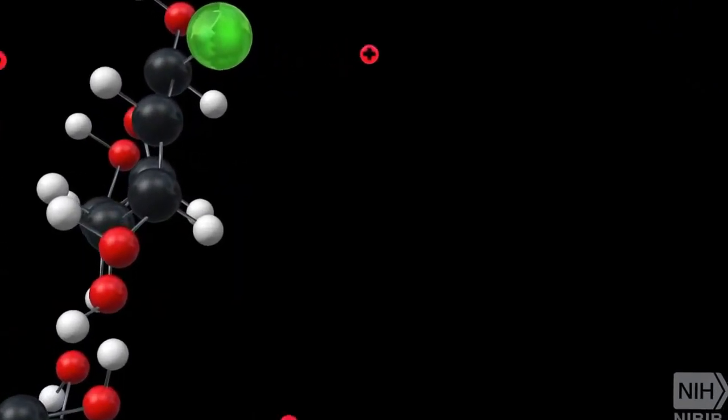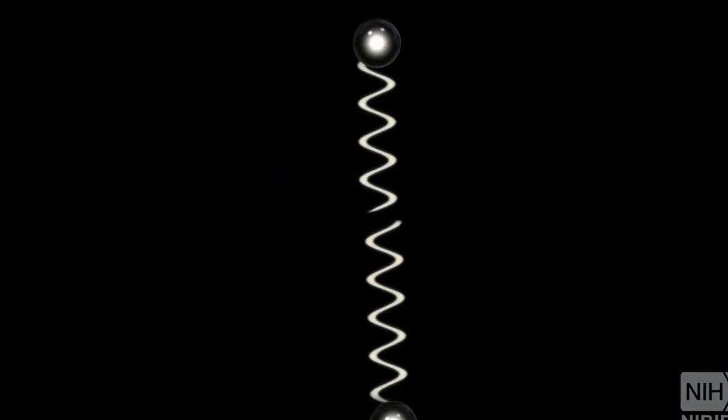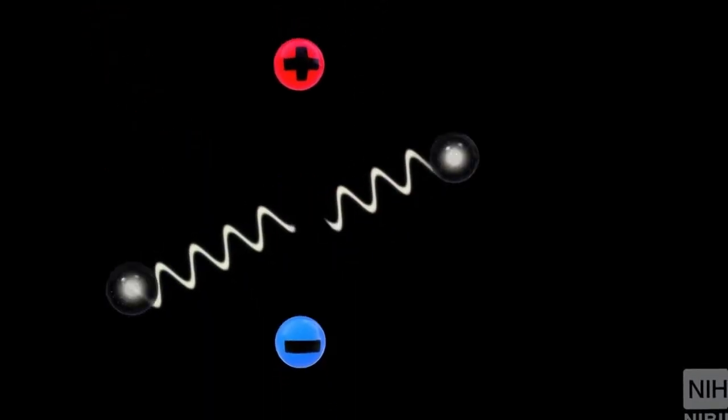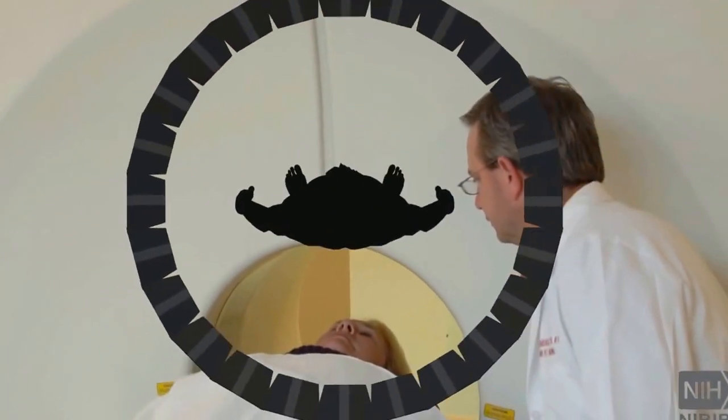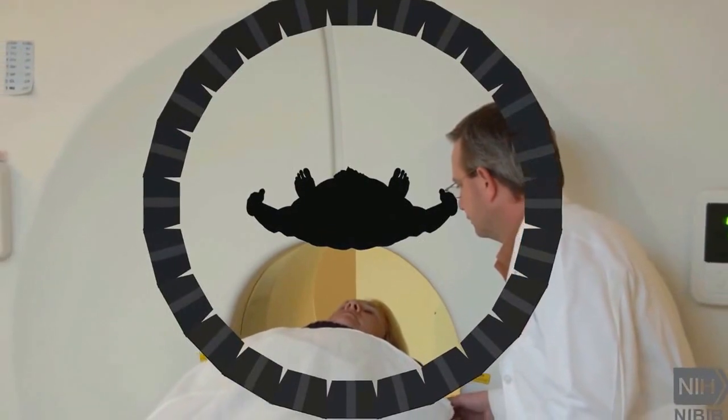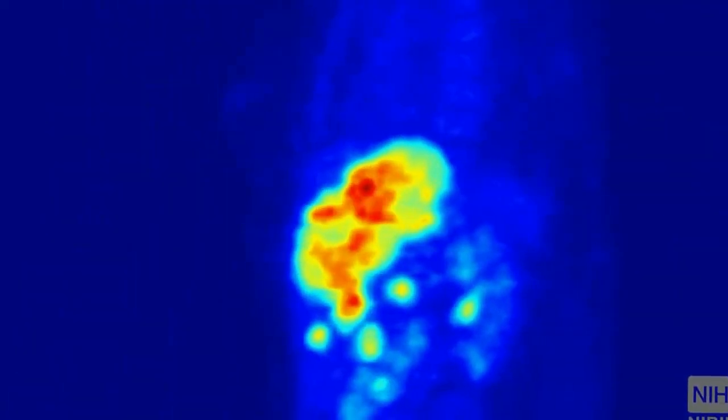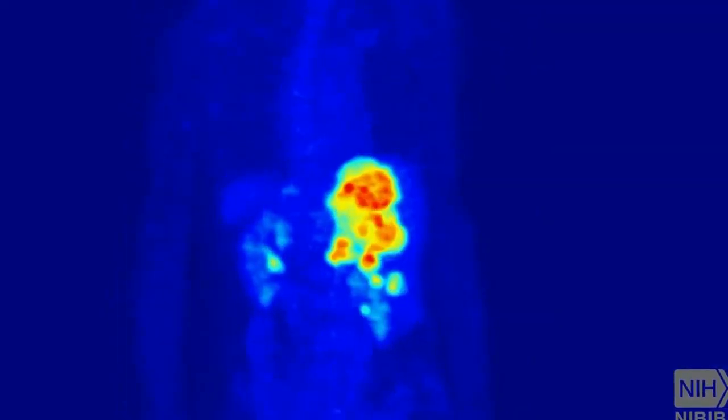The isotope produces small particles called positrons, which interact with surrounding electrons. This interaction results in the complete annihilation of both particles, releasing 2 photons that speed off in opposite directions. The detectors in the PET scanner measure these photons and use this information to create an image of the distribution of FDG in the body.